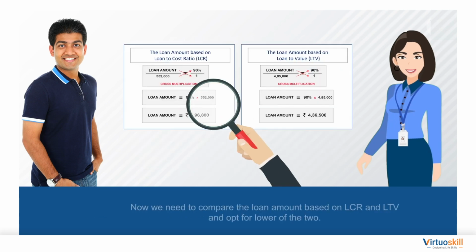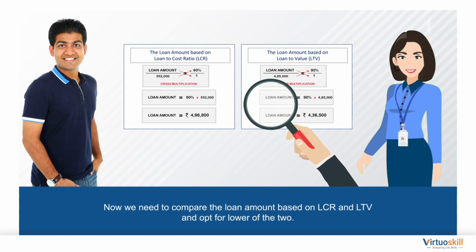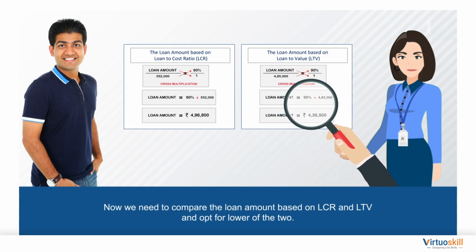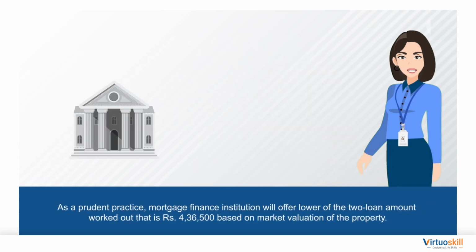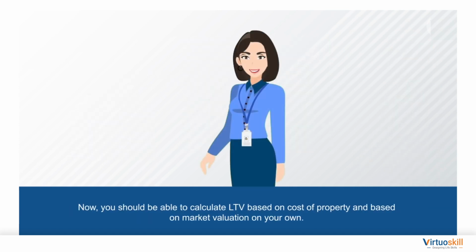Now we need to compare the loan amount based on LCR and LTV and opt for the lower of the two. As a prudent practice, mortgage finance institution will offer the lower of the two loan amounts worked out, that is, Rs 4,36,500 based on market valuation of the property. Now, you should be able to calculate LTV based on cost of property and based on market valuation on your own.